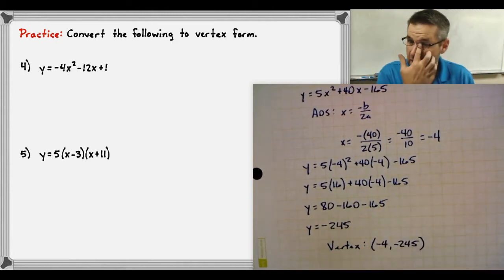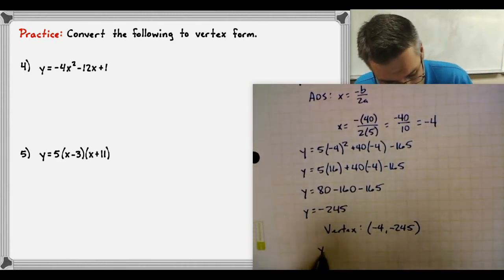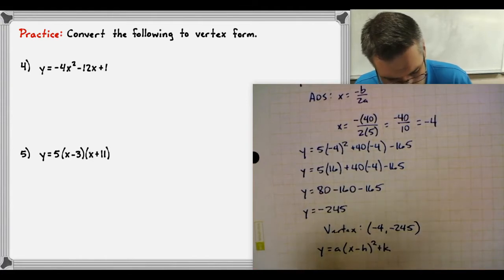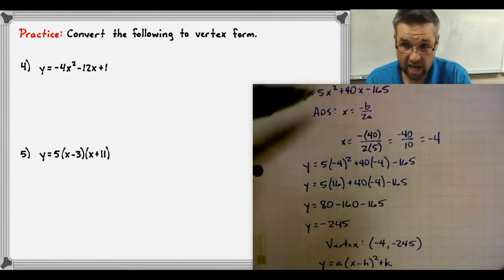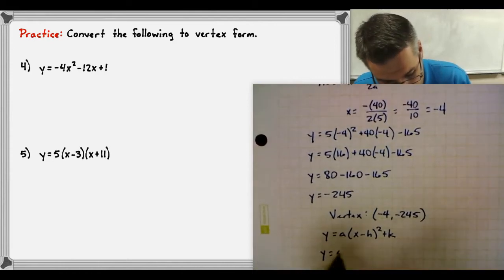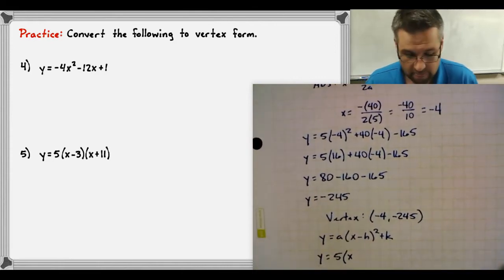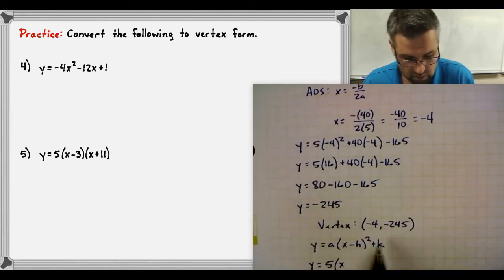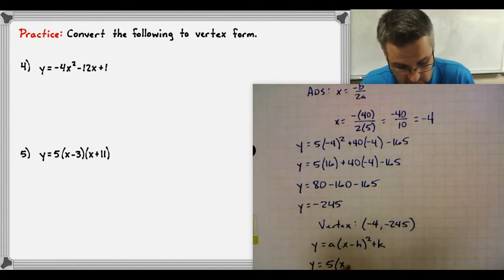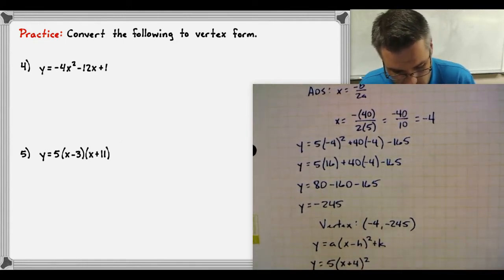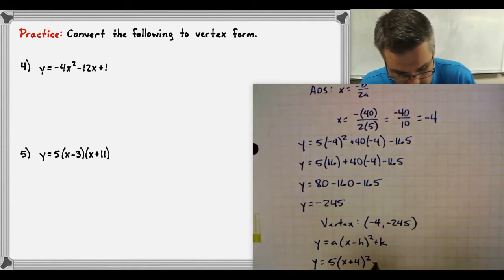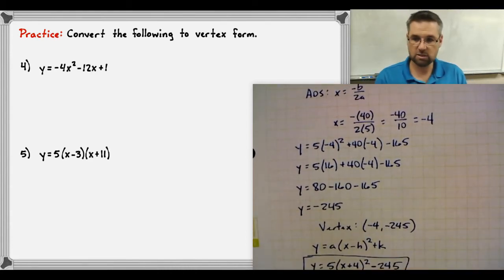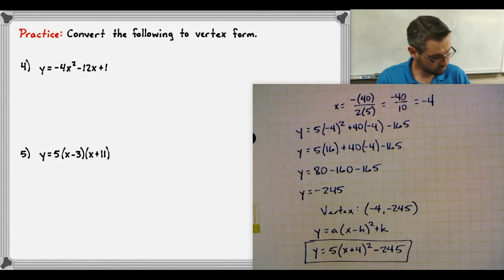And now I have enough to figure out my vertex form. So y equals a times x minus h squared plus k. Well, my a value is the same a value as I had originally, which is 5. So that'll say y equals 5 times x. Then we have minus h here. So we're going to take the h value of our vertex here. Here's our vertex right here, negative 4. We're going to change that, so that's going to say plus 4 and then squared. And that says plus k, so we're just going to carry down the second part of the vertex. So minus 245. And that is our vertex form for number 5. All right.